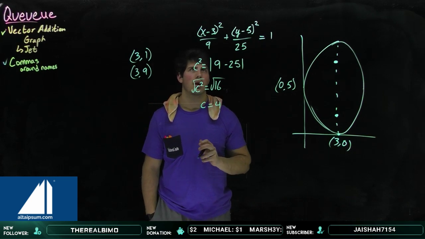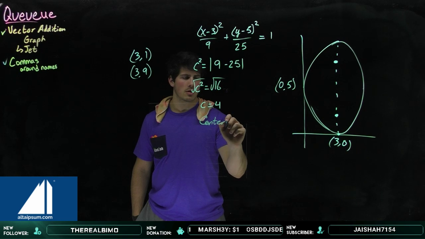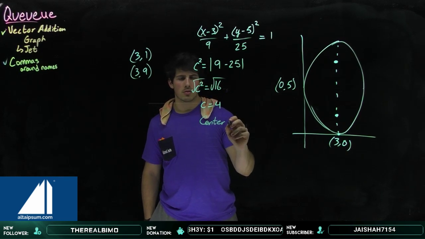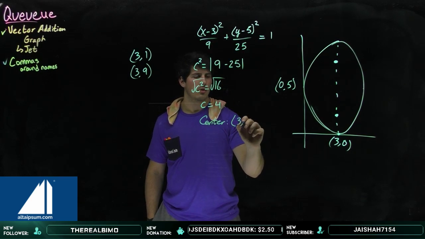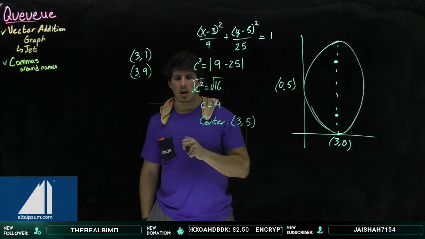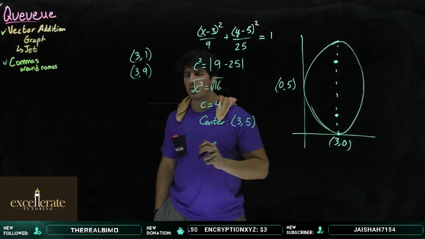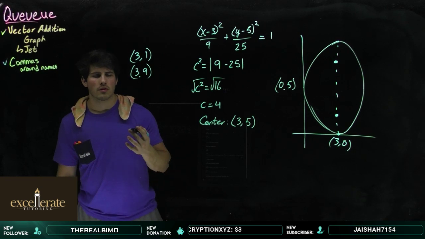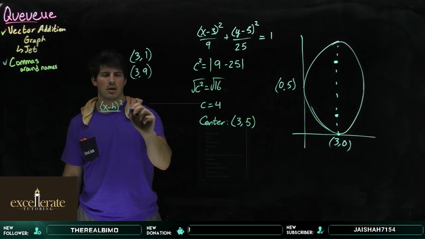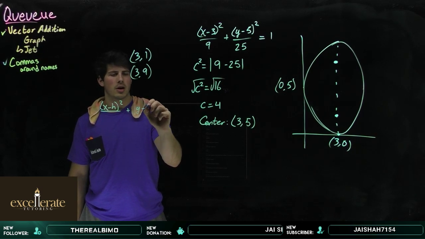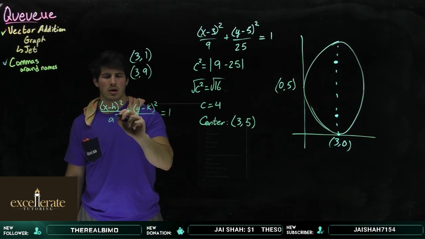Let me know and I can stop. We know that the center of this ellipse is going to be (3, 5). You don't see why you're doing the square root of 9 minus 25. So the general equation for an ellipse is (x minus h) squared plus (y minus k) squared equals 1, and this is over a squared and b squared.